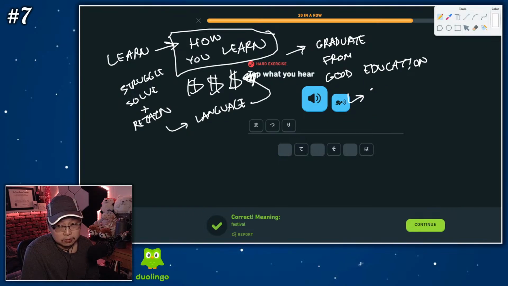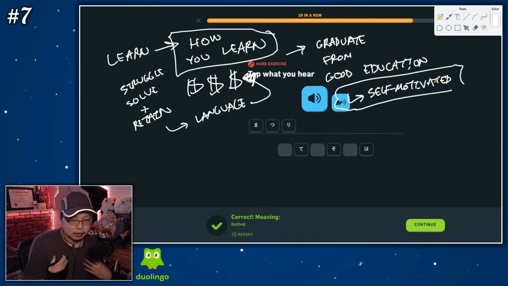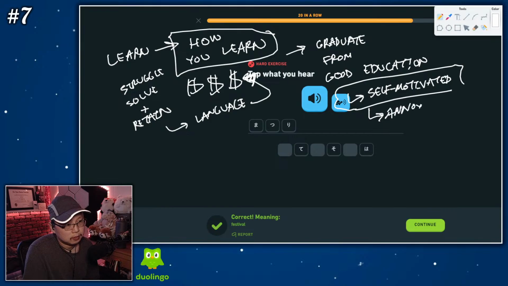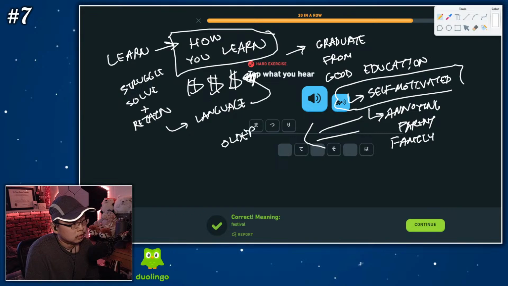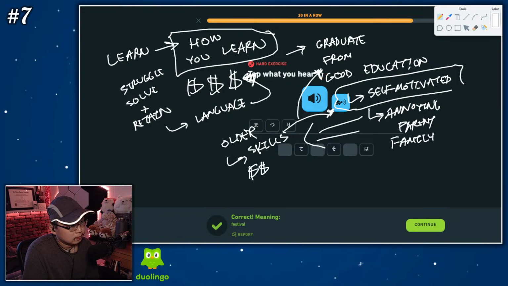If you did this alone, self-motivated, which is what this sounds like. If you're self-motivated, not dependent on, say, a stranger online or your favorite influencer, and if you just did it alone against annoying parents or family, when you become older, this skill that you have, these skills that keep you motivated, self-motivated, and graduating and learning new things, this is money.